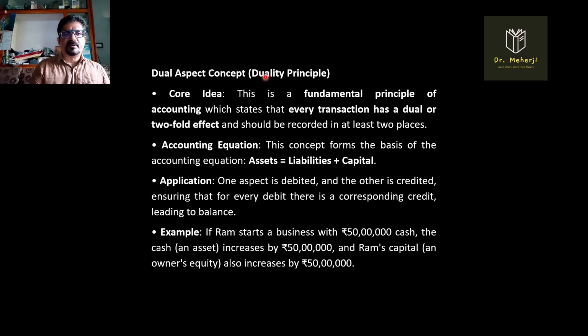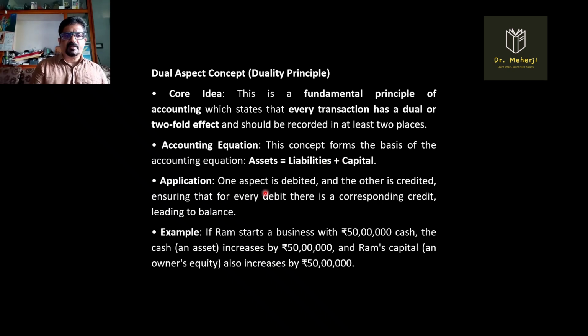A dual aspect concept, a duality principle. Under this, a fundamental principle of accounting, every transaction has a dual or twofold effect. One is debited and another one should be automatically credited. So it is the basis for the accounting equation, that is assets equal to liabilities plus capital, under this dual aspect concept.